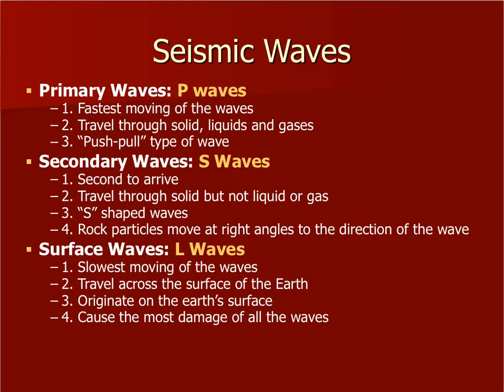The P waves are your primary waves. They're the fastest moving of all the waves. They're able to travel through solid, liquid, and gas. In terms of how they move, they have a push-pull type of wave.